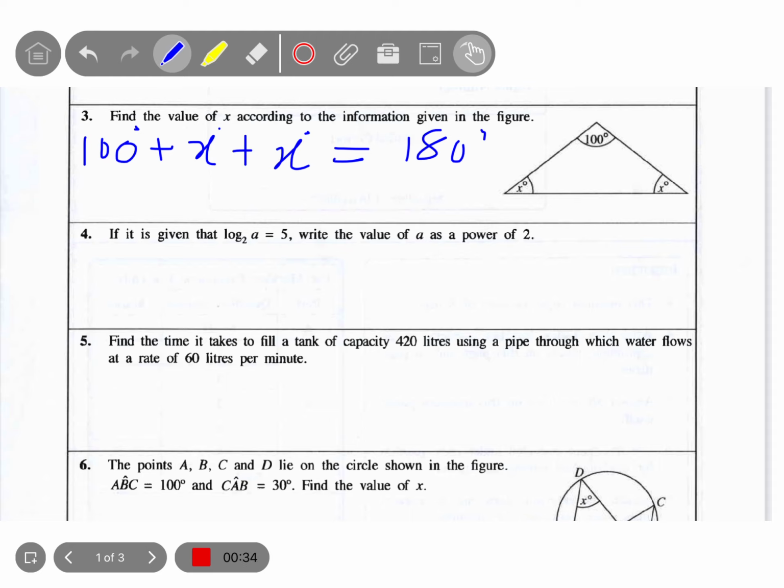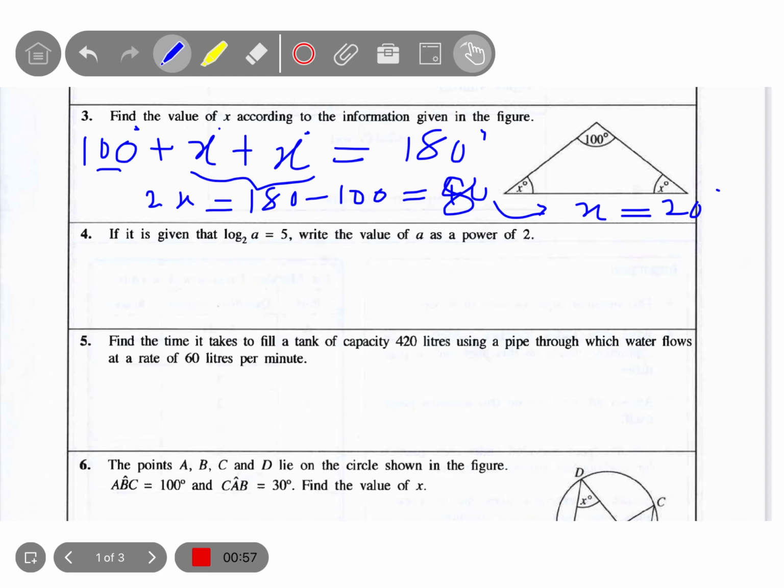So we can take this 100 to the other side. Then these two we can add together as 2x. 2x is equal to 180 minus 100, which is 40. And then this means x is 20. Is that right? Sorry, this is 80. 180 minus 100 is 80. Then x is 40. So if you divide 80 by 2, you get 40. So that's how you solve that question.